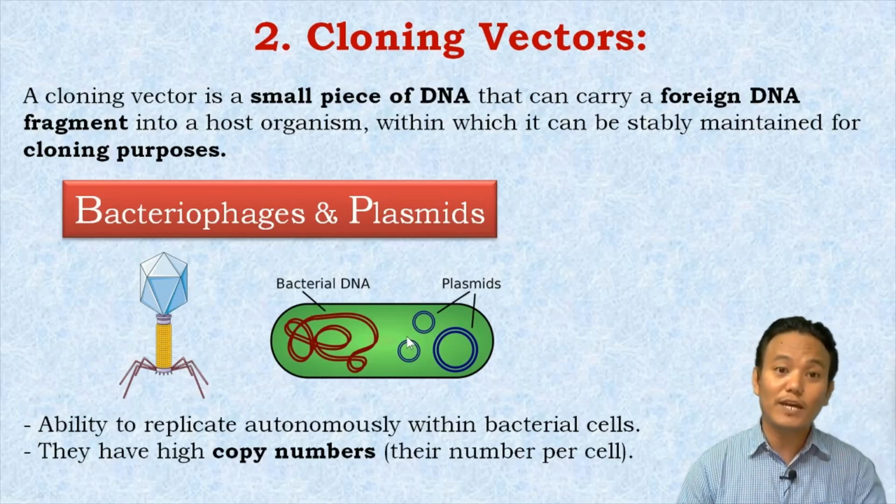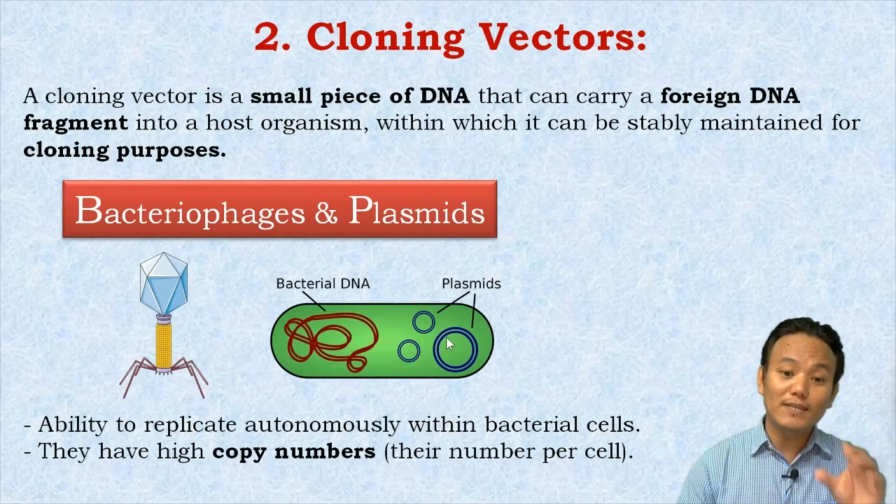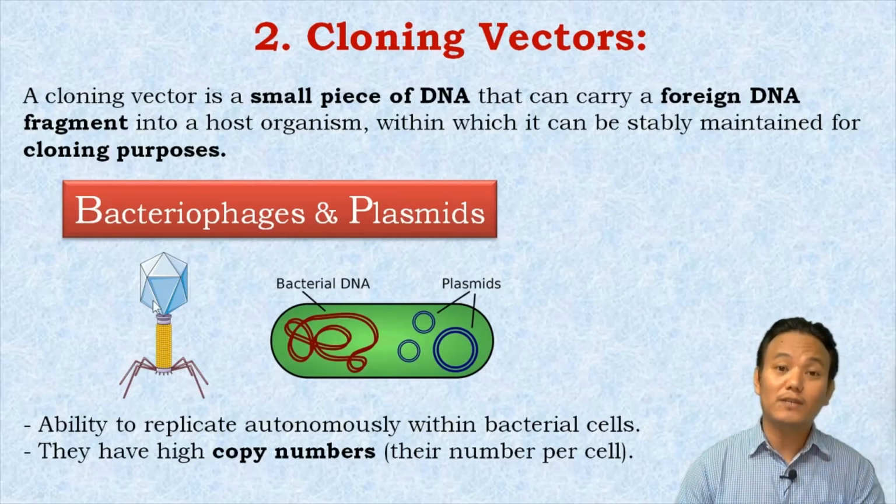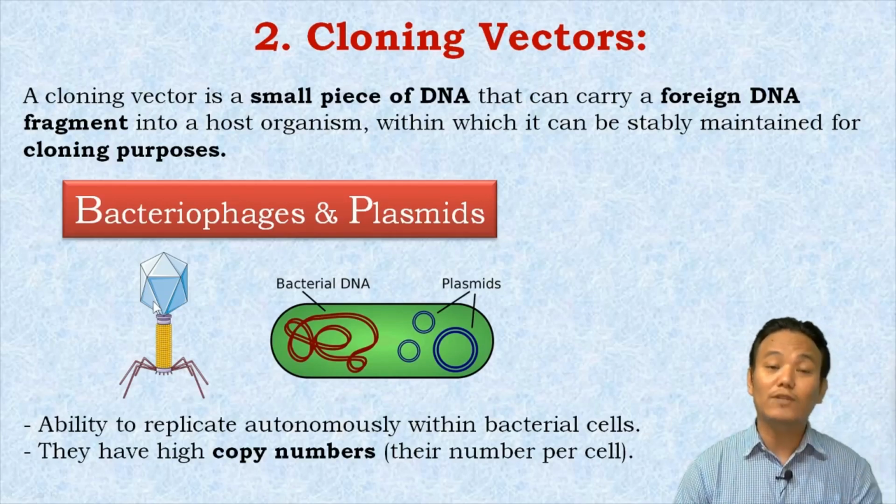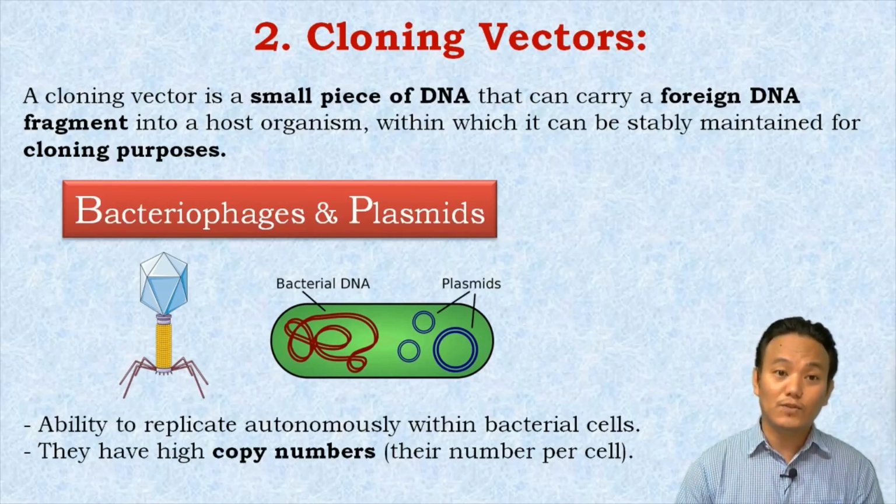And this is a desirable trait because if we can insert a gene of interest within these DNA and introduce it into a bacterial cell, these plasmids and bacteriophages will replicate within the bacterial cell autonomously and keep the number of our desired gene high within the bacterial cell, right? So that is a desirable quality of a cloning vector.